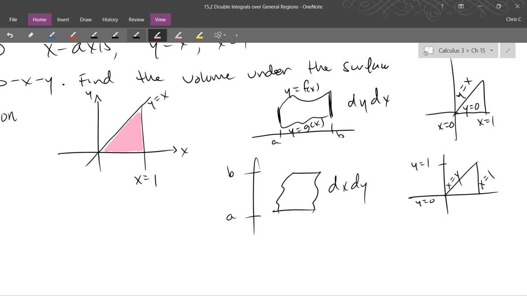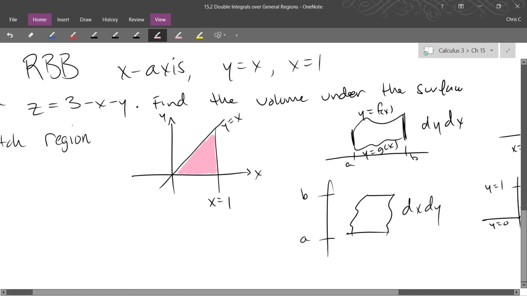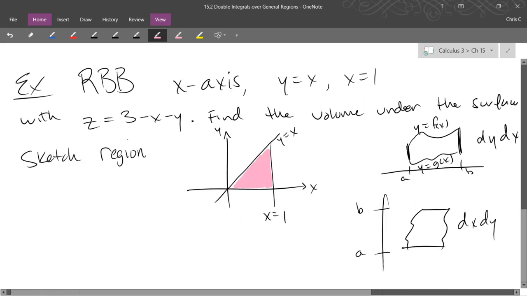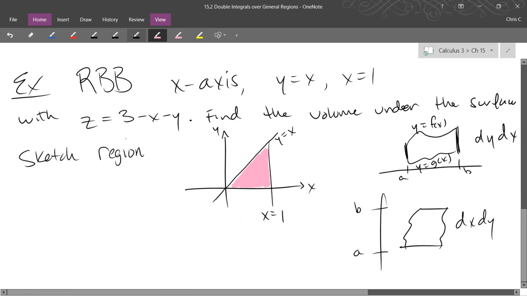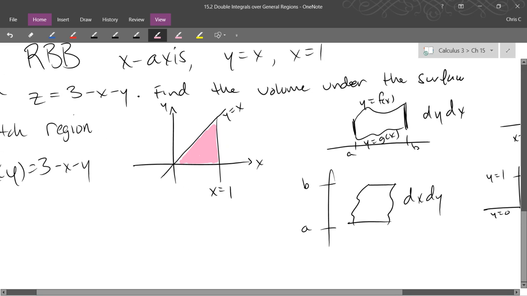You're assuming that we haven't looked at the surface yet. I'm not asking you for the area of a triangle. I'm asking you for the volume of the region on top of the triangle given by this z right here. So big F is 3 minus x minus y. So chances are it won't be the same amount of volume over each piece. It may be, but I'm not.